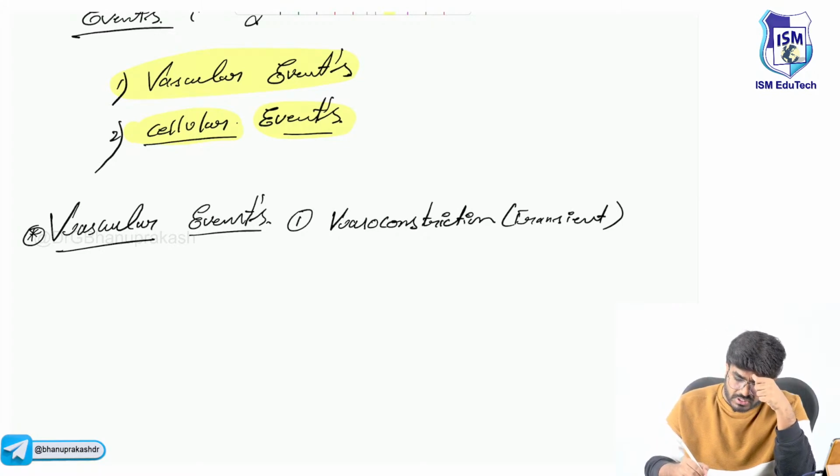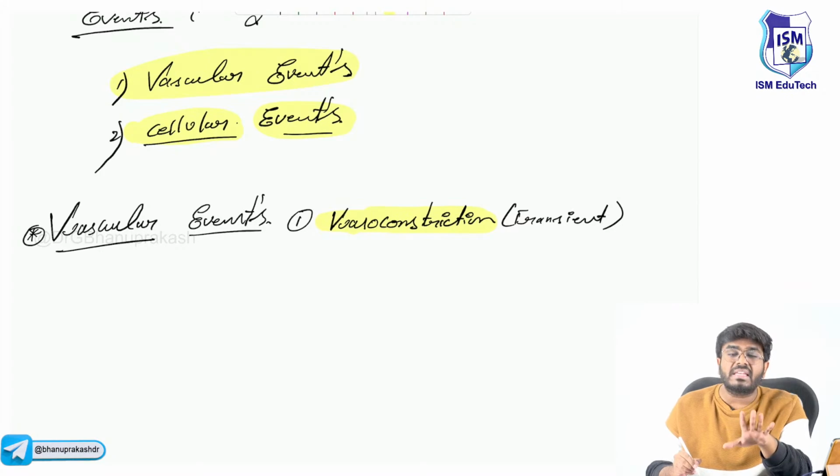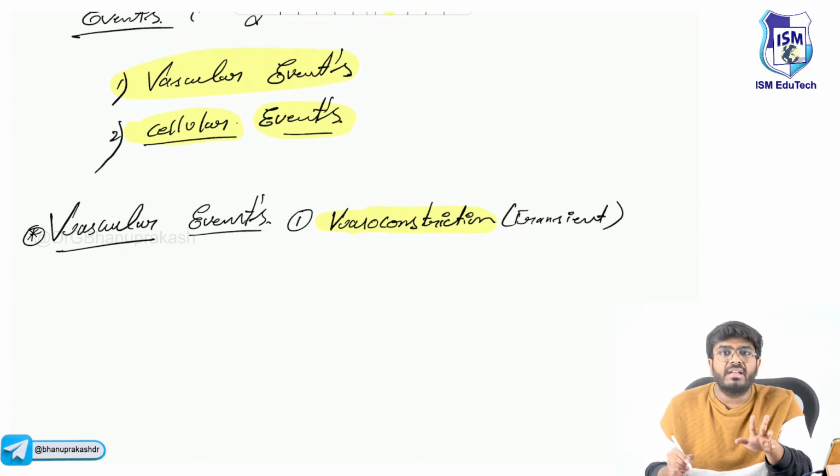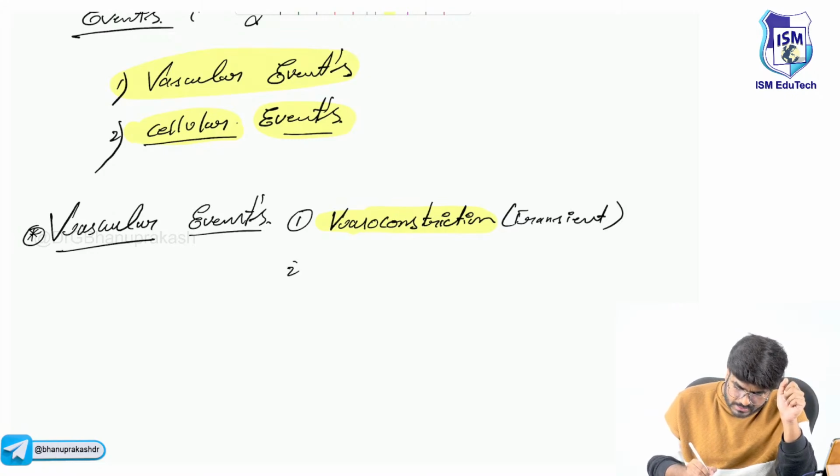So, first vasoconstriction. Pankaj, I hope now you understood. The first vascular event is vasoconstriction. And it is transient. It's like a transient thing. Now, second event is vasodilation.